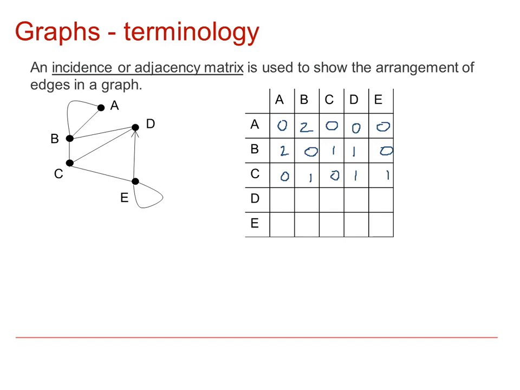From D we can get to B and C, so this one goes 0, 1, 1, and then 0, 0. Notice because that's a directed arc, we can't go from D to E. And finally 0, 0, 1, 1, 2. So there we have our incidence matrix for this.